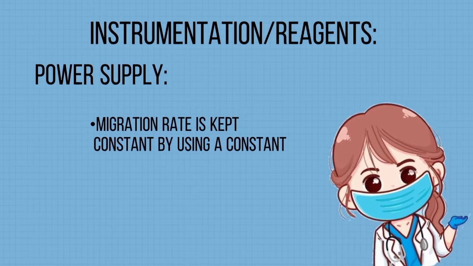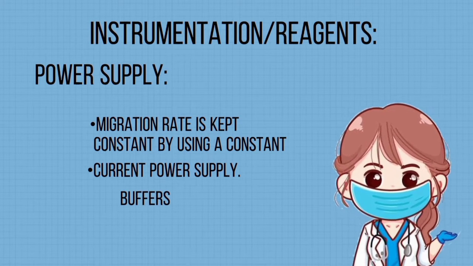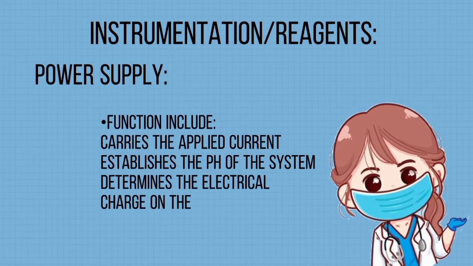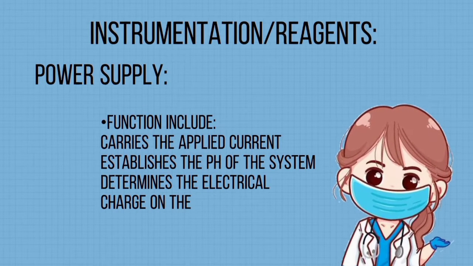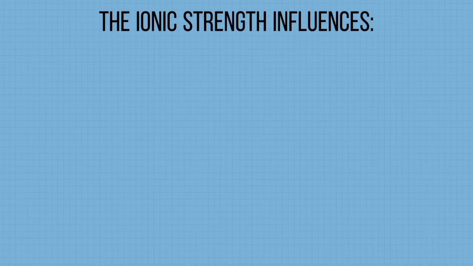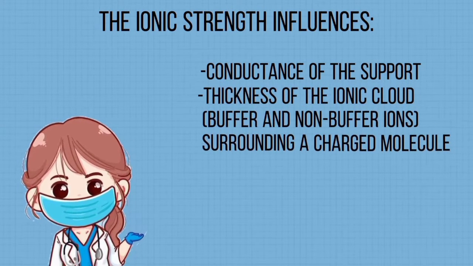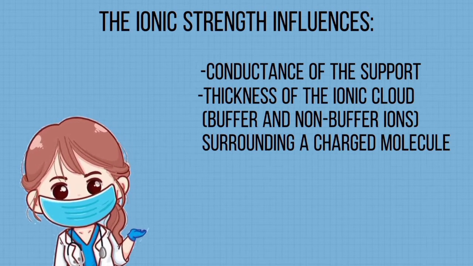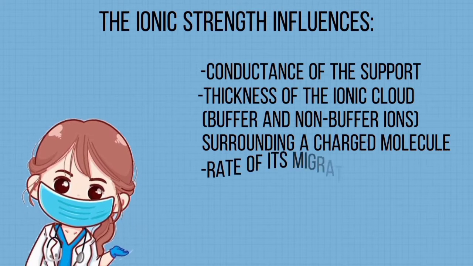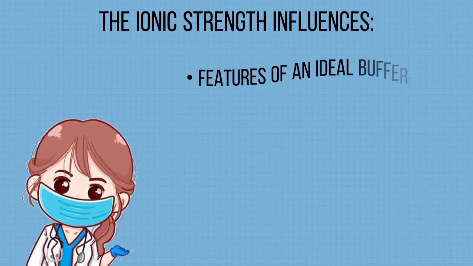Migration rate is kept constant by using a constant current power supply. Buffers. Functions include: carries the applied current, establishes the pH of the system, determines the electrical charge on the analyte, influences conductance of the support, ionic strength, thickness of the ionic cloud surrounding a charged molecule, rate of its migration, and sharpness of the electrophoretic zone.